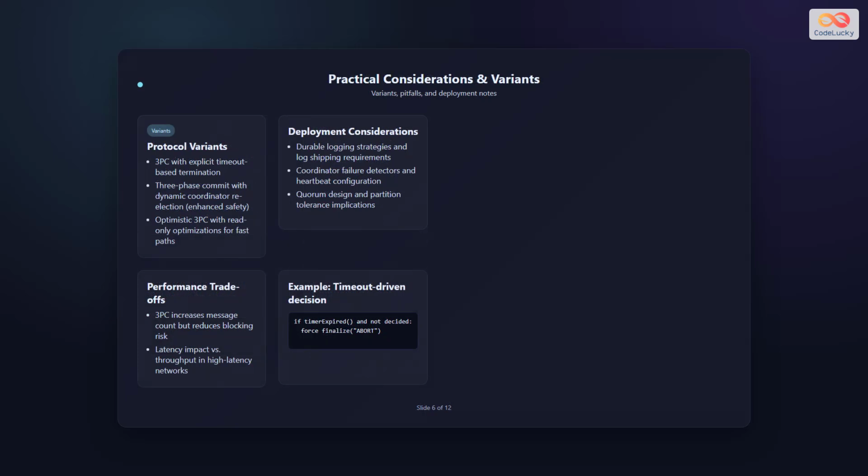In the second phase, called pre-commit, the coordinator sends a pre-commit message to all participants who voted yes. Upon receiving this message, each participant acquires locks, writes the transaction to a durable log, and prepares to commit. The participant then acknowledges receipt of the pre-commit message. This phase ensures that all participants have durably recorded their intent to commit and are ready to finalize. If the coordinator crashes now, participants can check the log and safely commit without waiting.